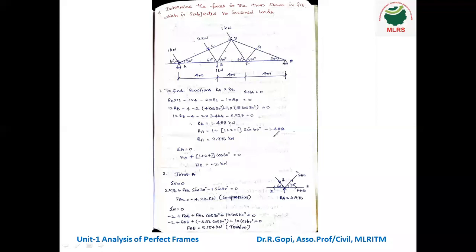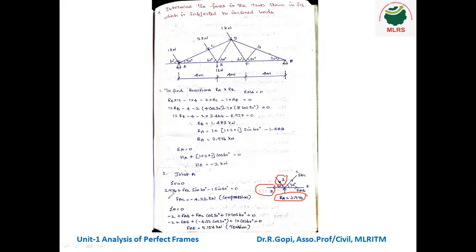Next, take, as usual, joint A. If you take joint A, what forces are acting? One is the reaction 2.976, another is HA, 2 kilonewton, and a 1 kilonewton load is acting, and FAC. Now resolve all the forces vertically.